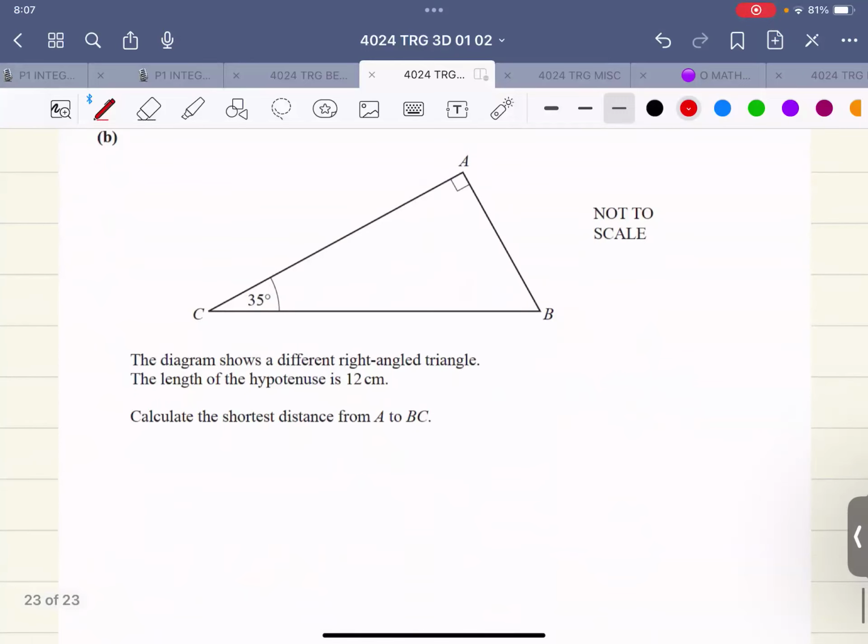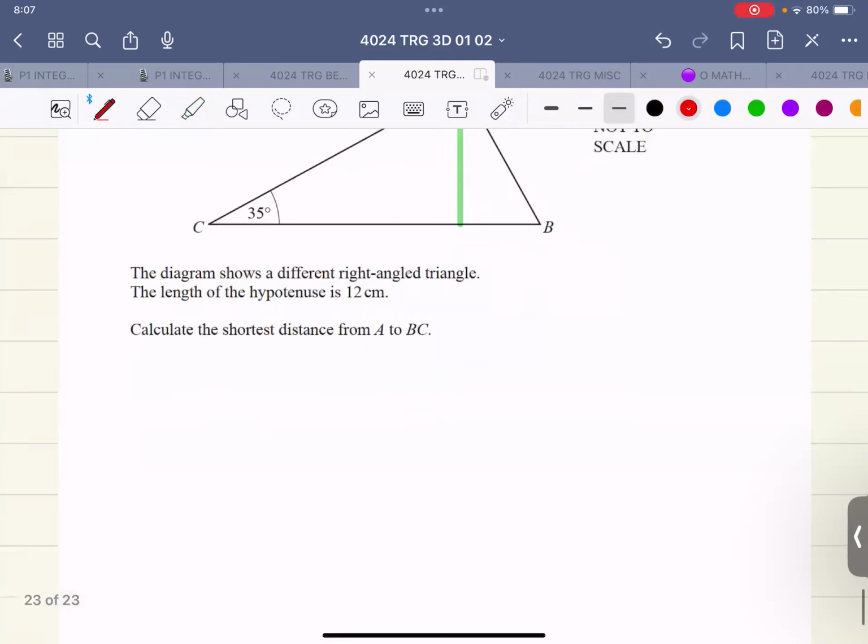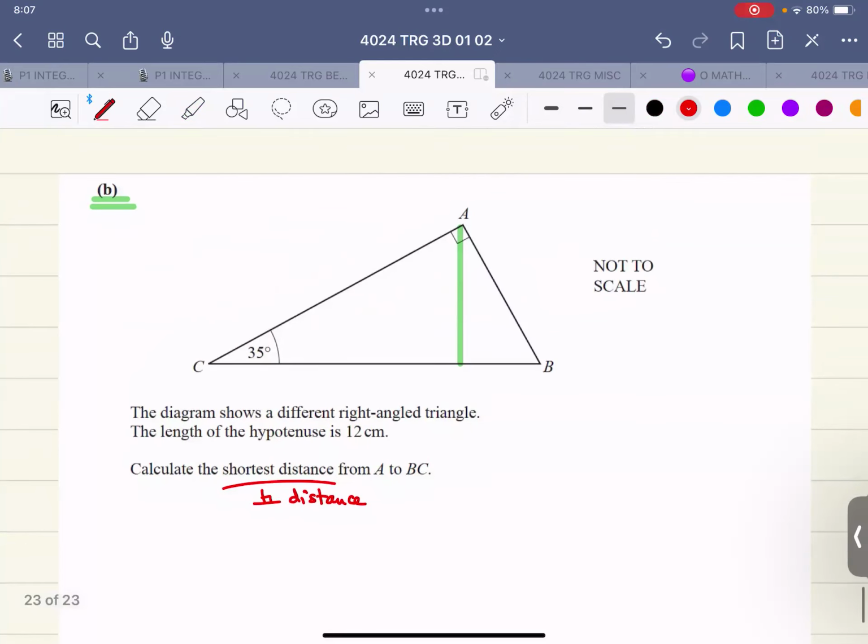Now the diagram shows a different right angle triangle. The length of the hypotenuse is 12. Calculate the shortest distance. Now that's the whole purpose of this question. I have made you solve this question because of this. Shortest distance from A to BC. So the shortest distance is always the perpendicular distance. That's the first thing that we all are aware of. So now let me write this. The shortest distance is the perpendicular distance from A to BC. And they're interested in this.